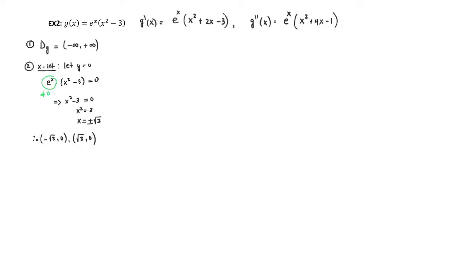Now we're going to do something similar but with the y-intercepts. So what are the y-intercepts or intercept? They may just be 1. For the y-intercept, we're going to let x be 0. So that means that g of 0 will be e to the 0 times 0 minus 3. So that's going to just be negative 3. We found one y-intercept, the point 0 comma negative 3. That's how easy it is.